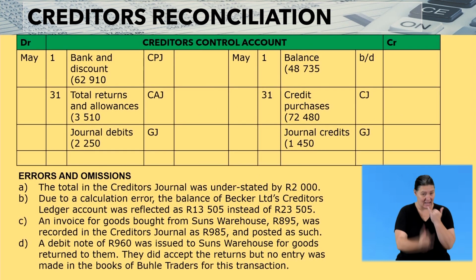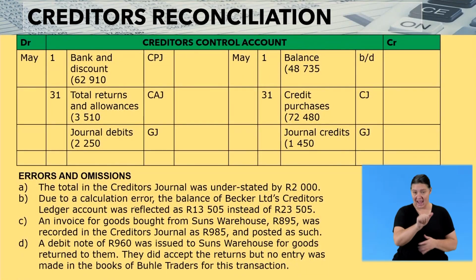Some of the errors will relate to the creditors list. So you must be able now to see which error must be corrected in the creditors control. And errors that are not supposed to be in the creditors control, we will then take them to the list. There are errors that will also go into both the control as well as the list.